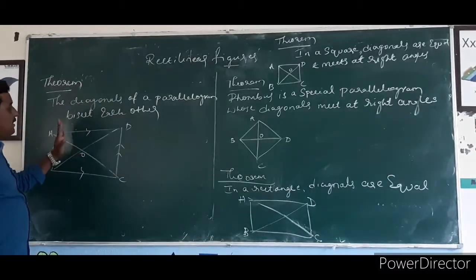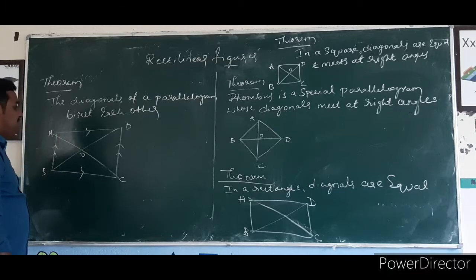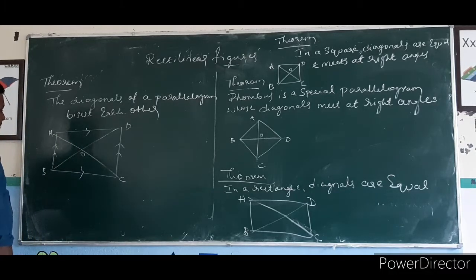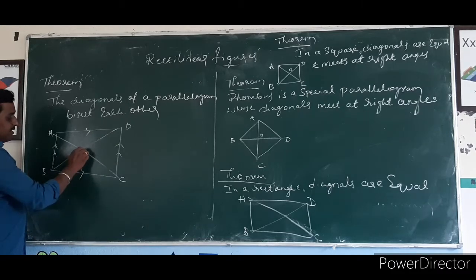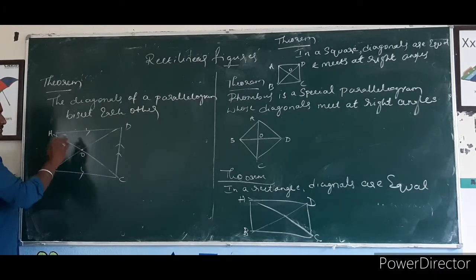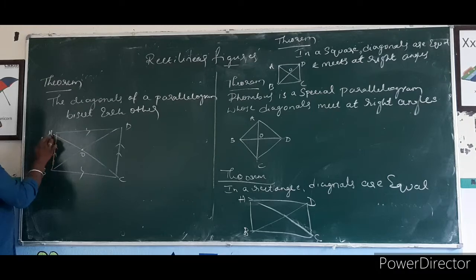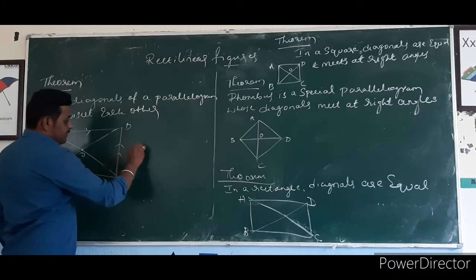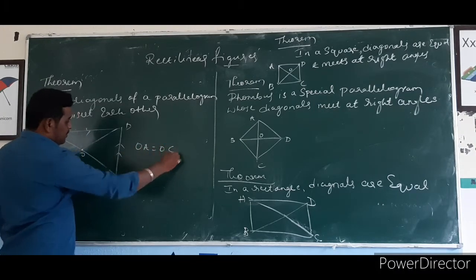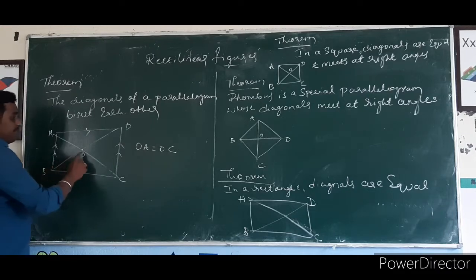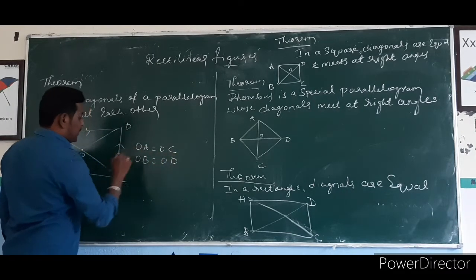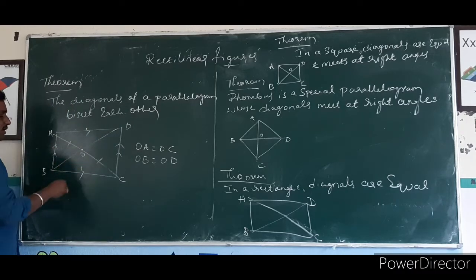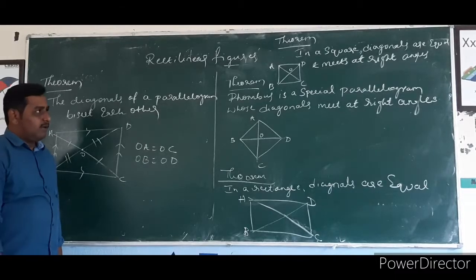Next theorem: the diagonals of a parallelogram bisect each other. Here AC and BD are diagonals. They intersect at the point O. Bisect each other means OA must be equal to OC, and OB equal to OD. So these two parts of the bisected diagonals are equal.